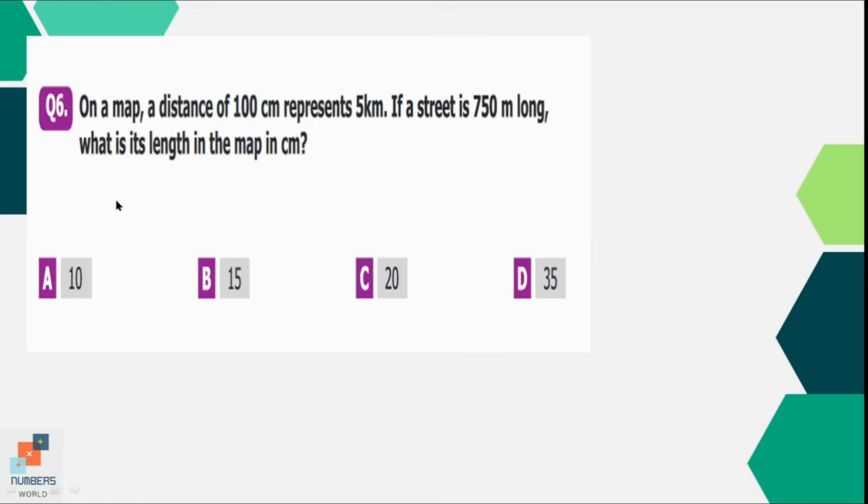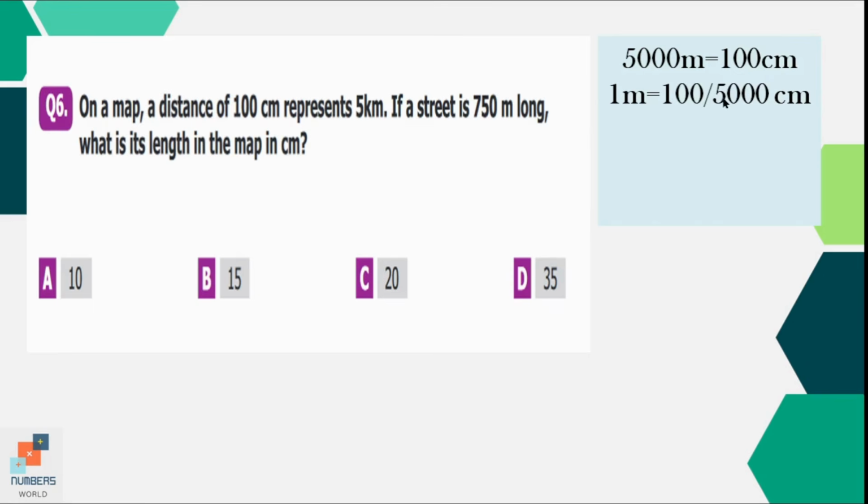Question number 6. On a map, a distance of 100 centimeters represents 5 kilometers. If a street is 750 meters long, what is the length on the map in centimeters? So 100 centimeters is equal to 5 kilometers. So we will convert kilometers into meters first. We can say that 5000 meters is equal to 100 centimeters. So 1 meter is equal to 100 by 5000 centimeters. If we simplify it, we get 1 meter is equal to 1 by 50 centimeter.